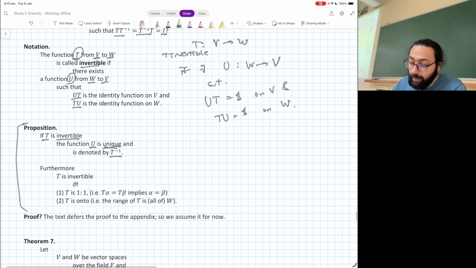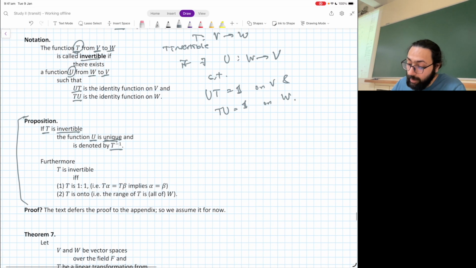The other thing is that if T is invertible, the following statements are equivalent. T is invertible is equivalent to saying that T is a one-to-one map and that T is onto. So what is a one-to-one map? I guess all of you know this, that basically you cannot have collisions.